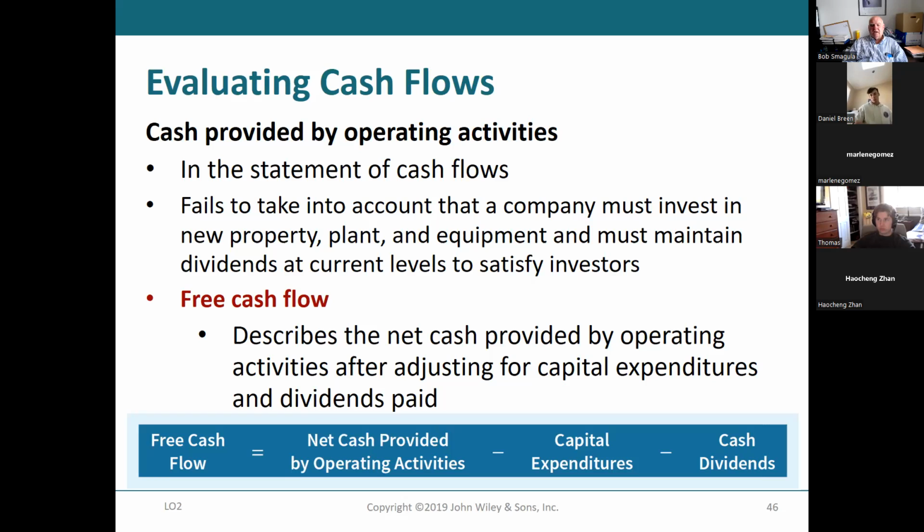Let's talk about cash flows. Cash flows, free cash flow. In the statement of cash flows, cash provided by operating activities doesn't take into account that a company must buy new property, plant, equipment. They must maintain dividends at current levels.